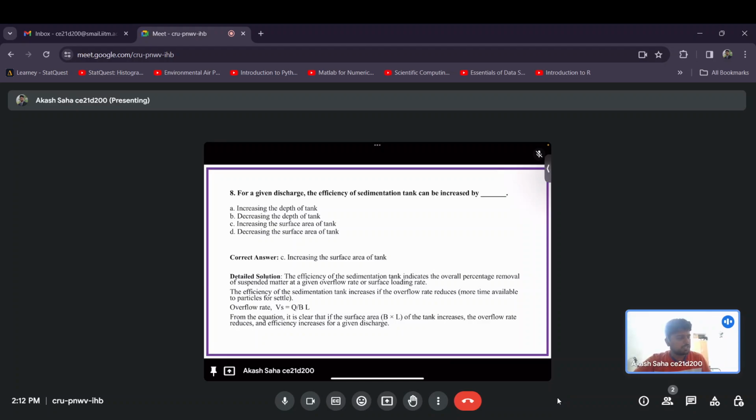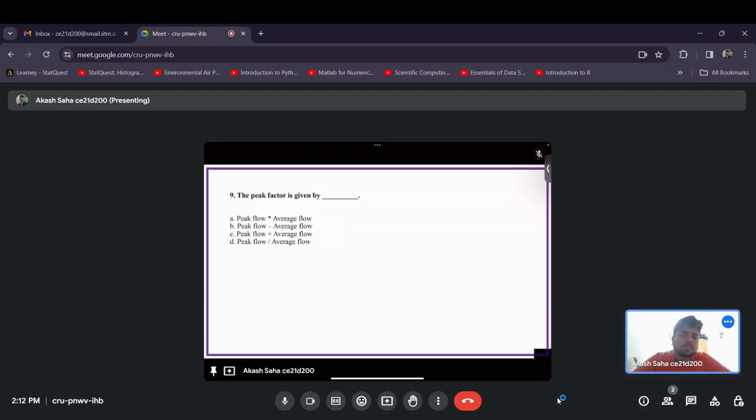We'll move on to the next question. It says the peak factor is given by: peak flow into average flow, peak flow minus average flow, peak flow plus average flow, or peak flow divided by average flow. So it is a very direct problem. We are talking about the peak factor. I think we don't need much time. It is nothing but the peak flow by average flow.